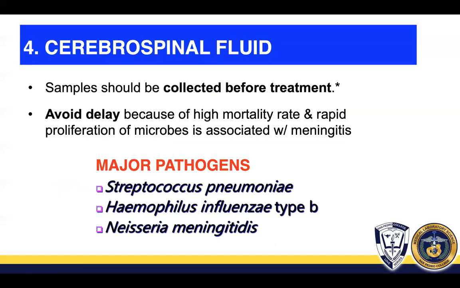Okay, so samples should be collected before treatment. However, CSF should always be taken from patients with suspected purulent meningitis, regardless of whether they have taken antibiotics already or not. Okay, we have to avoid delay because there's a high mortality rate and rapid proliferation of the microbes usually associated with meningitis. The major pathogens that can be isolated from CSF are usually Streptococcus pneumoniae, Haemophilus influenzae type B, and Neisseria meningitidis.